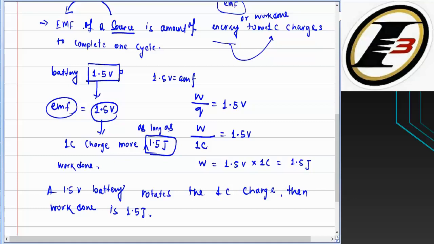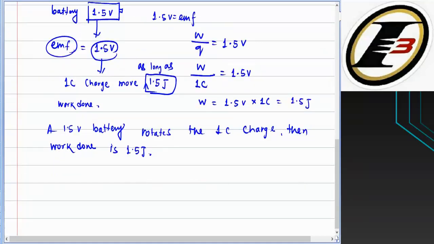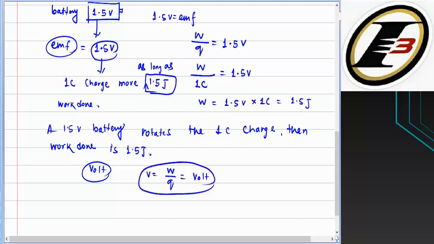What is the unit of EMF? The unit of EMF is volt. V is equal to W by Q, where W is work done in joule and Q is charge in coulomb. Joule by coulomb is nothing but volt. So remember this: the unit of EMF is volt.